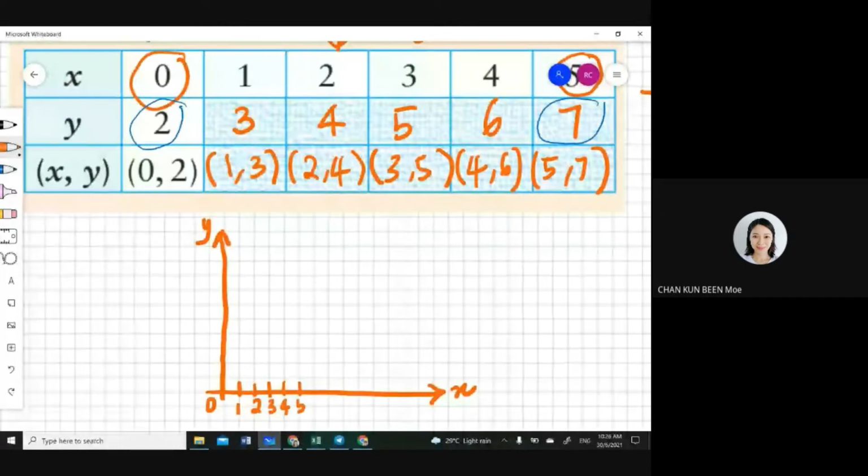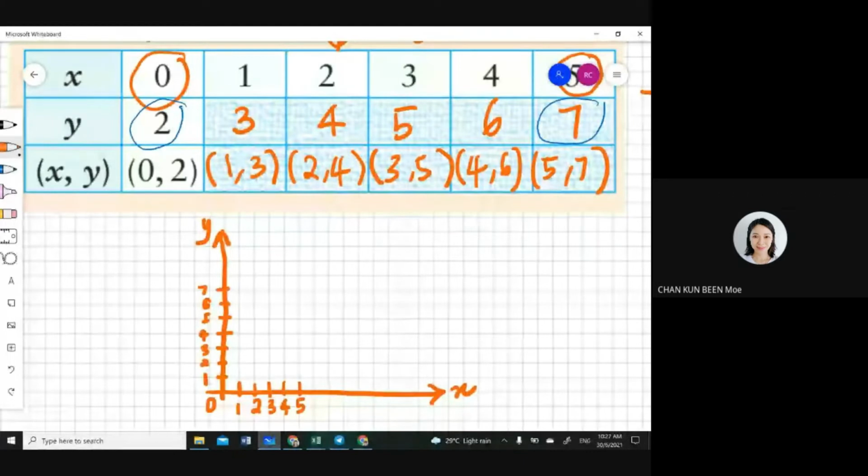And then for the y-axis, we will have 2, 3 until 7. Okay, but then you cannot exclude number 1. Therefore, we still have 1. You look at the line here. We still have 1, 2, 3, 4, 5, 6, 7. So label it 7, 6, 5, 4, 3, 2, 1.